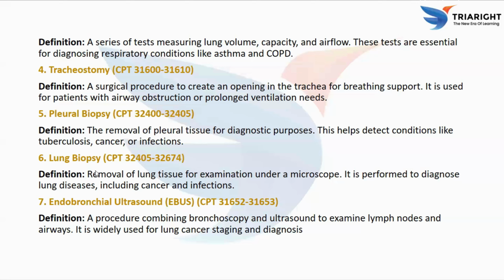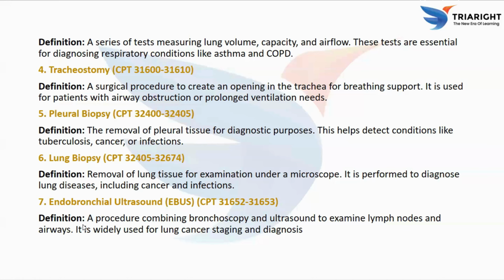And next is lung biopsy. CPT code 32405 to 32674. Lung biopsy is used for removal of lung tissue to examine under a microscope. What are the indications for taking a lung biopsy? Maybe the patient is suffering from lung cancer, interstitial lung disease, or from any of the infections. The lung biopsy is of many types. It may be a needle biopsy, an open biopsy, and also a VATS biopsy. In this lung biopsy, what always matters is the approach, whether it's an open approach or a thoracoscopic approach. This may be bundled into larger lung surgeries.